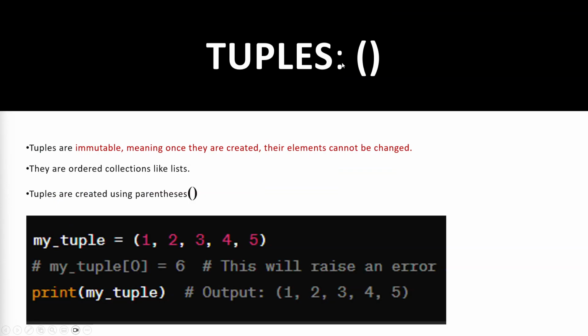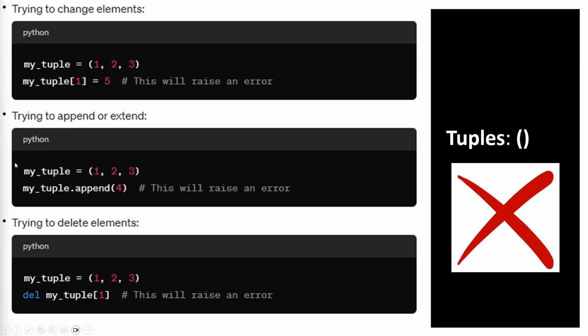So tuples are different from lists. For a tuple, we need to use parentheses. The tuple is very restricted. For instance, if you want to append an element, you cannot, because you cannot change it. And let's say if you want to update an element, it will also raise an error because you cannot update a tuple in this way. If you want to delete an element, you cannot do this either.